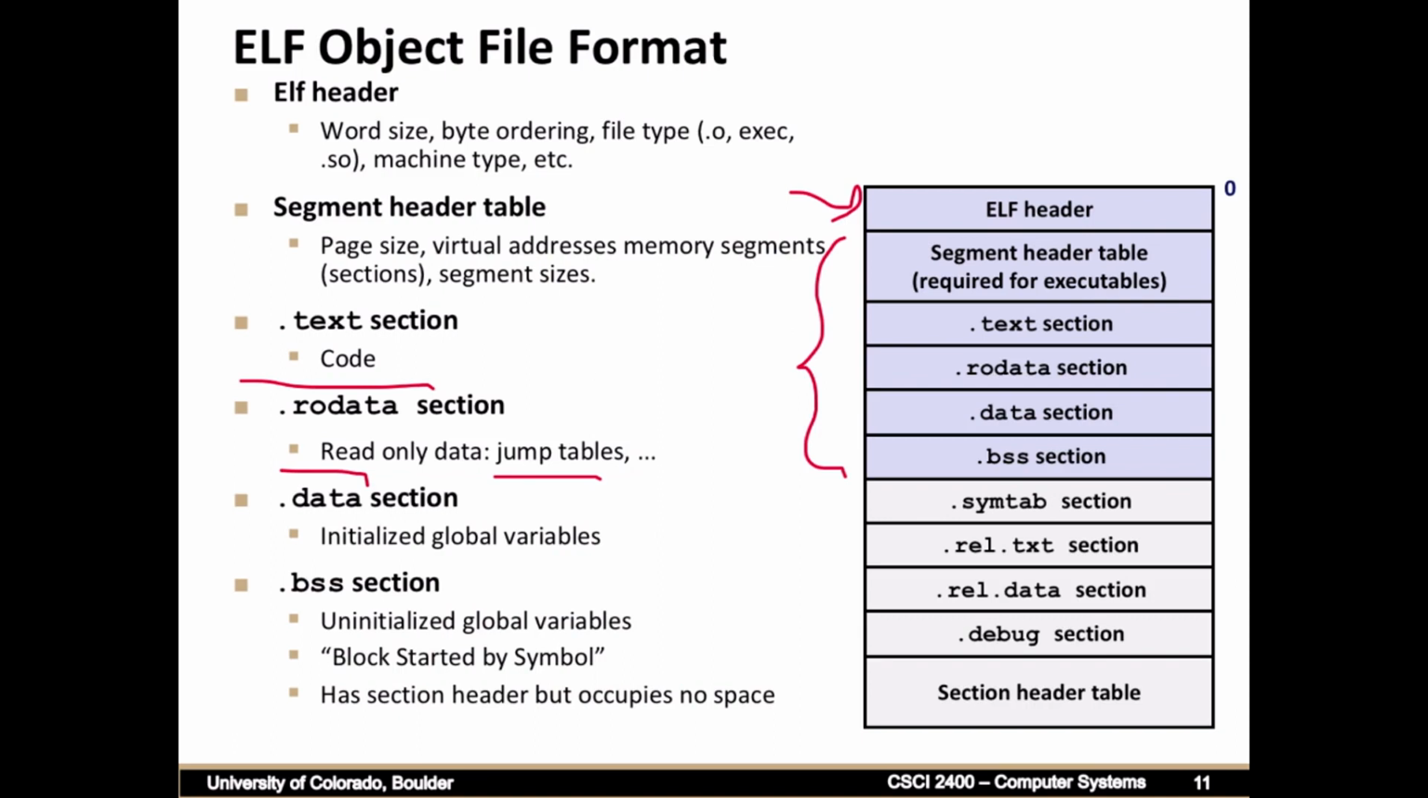There's a data section which is used for initialized global variables, and then a BSS section, which stands for block started by symbol or blank storage segment. And this is for global variables that are declared, but you don't explicitly give unique initializers for them. So when these are laid out in memory, they'll be set to 0 by default. And that's just to make it more efficient instead of storing a lot of zeros in the file.